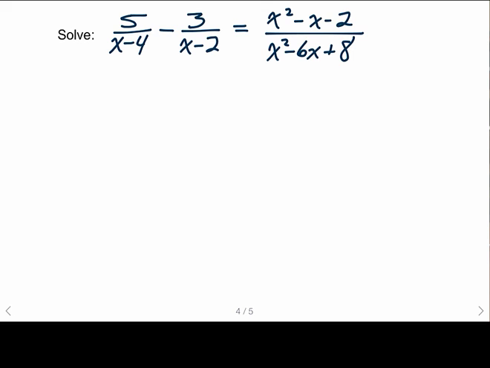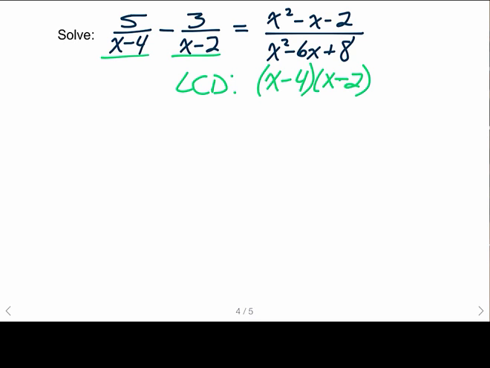5 over x minus 4 minus 3 over x minus 2 is equal to x squared minus x minus 2 over x squared minus 6x plus 8. As before, we're going to factor the denominator that we can factor, and lo and behold, it factors into x minus 4 times x minus 2, which happens to be the product of the other two denominators. And so, once again, what we have is the least common denominator.